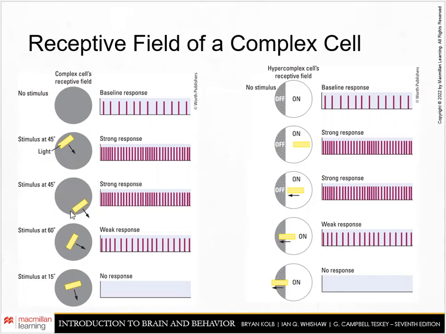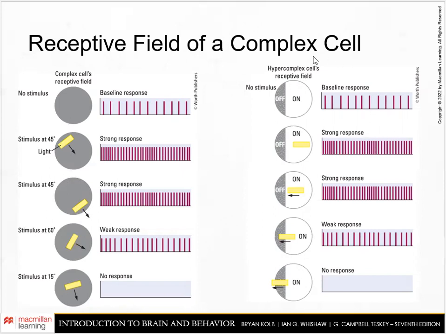So we can see a strong response here when the stimulus is at 45 degrees. We see a strong response here as well when it's at 45 degrees and it's continuing along this direction. Now, when we put the stimulus at 60 degrees, we see a weak response. And when the stimulus is at 15 degrees, there's no response. So there is that preference, I would say, for a particular direction of movement.